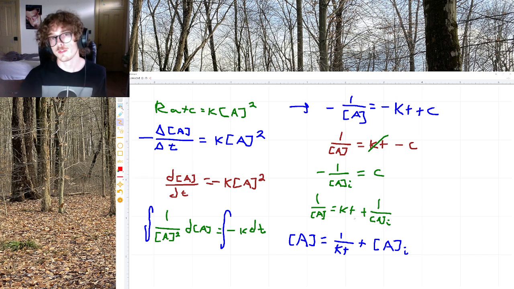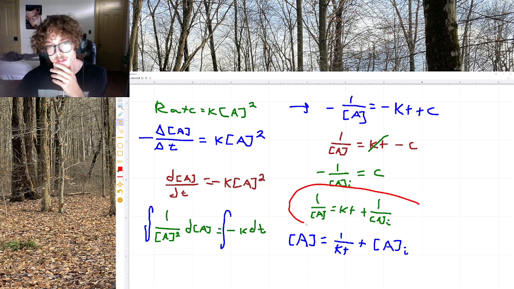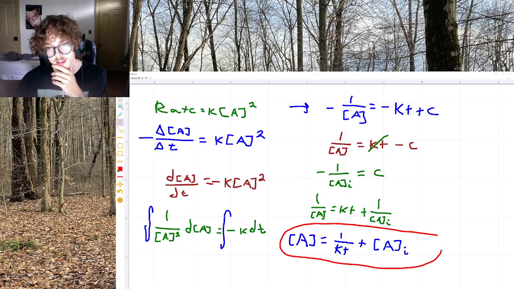But granted, if you need to find k still for whatever reason, you can use it this way to find k, or you can use it this way to just have a function that you can plug a time t into to get a concentration out.